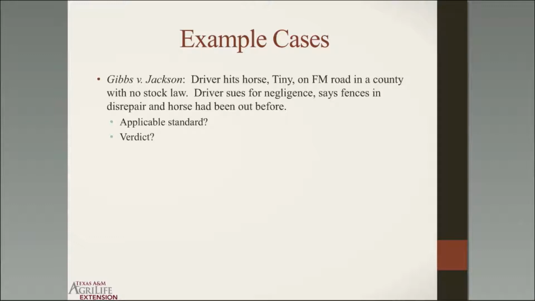All right, so what is the verdict? Pete, do we have our poll? Uh-oh, it's not popping up. There it is. What do we think the verdict is here? Is the horse owner liable or not liable in Gibbs versus Jackson? We'll give you a second to vote.